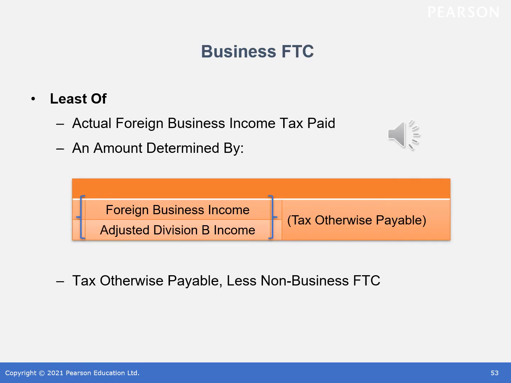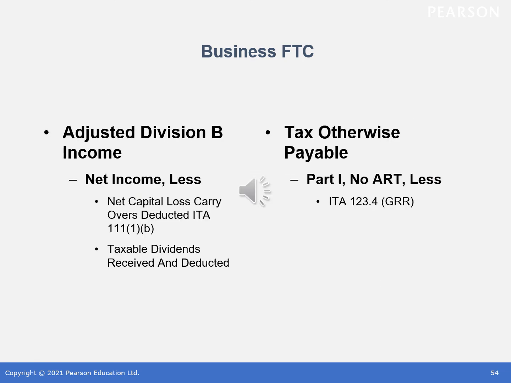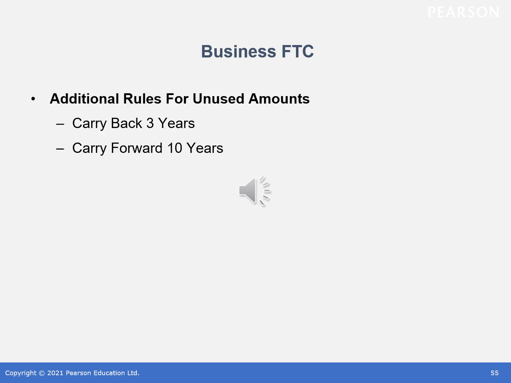The next section talks about the business income foreign tax credit, where the credit is the least of the actual foreign business income tax paid, the amount determined by the same formula, or the tax otherwise payable less any non-business foreign tax credits. When completing the formula in the previous slide, the adjusted Division B income is based on the net income less the net capital loss and taxable dividends received and deducted, and the tax otherwise payable will be as calculated under Part I. Other considerations for business foreign tax credits is that you're allowed to carry back those credits 3 years, or you can carry forward for up to 10 years for any unused amounts.